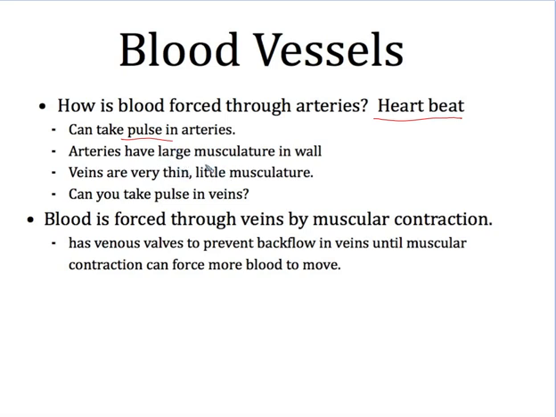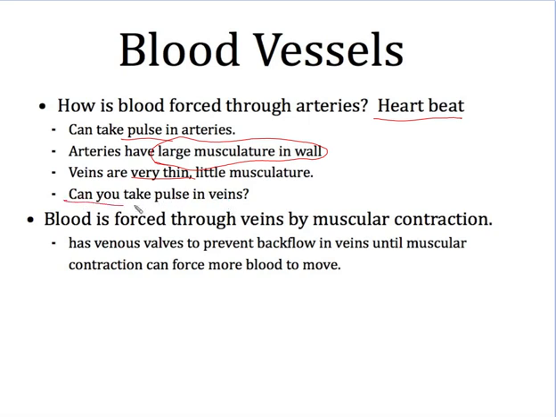Because they're taking blood straight from the heart, they have a lot of musculature in their wall. So arteries have a very thick wall to prevent holes from tearing open, or blood being lost through a cut or something like that, which wouldn't be good for your body. Comparatively, veins are pretty thin. Little musculature, they don't have to deal with this heartbeat force coming through, and so they can be thinner and more or less a storage place for blood.